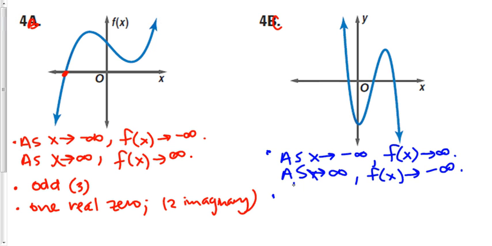Second bullet point, what's the degree? Well, the degree here is 1, 2, 3. It's degree 3. It's odd. And how many real zeros do we have? We have 1, 2, 3 places where our graph crosses the x-axis. So that means there's 3 real zeros this time. Remember, that's the most there could be.